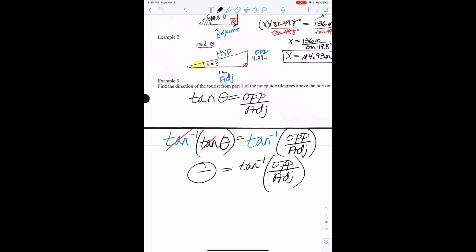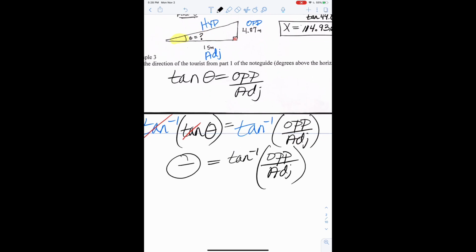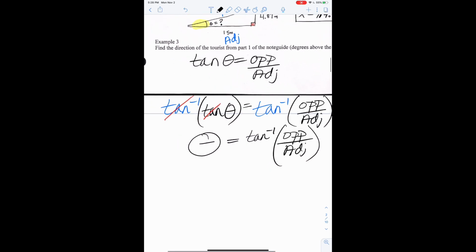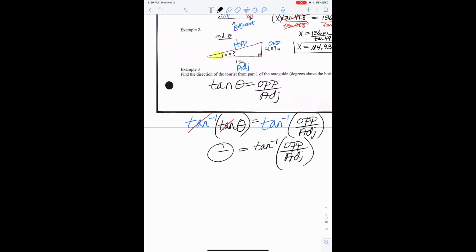Now you have to be careful with the -1 exponent in math class, because sometimes it means tan inverse as in an undo, and sometimes it means 1 over tan, or the reciprocal. There's not a clear way of distinguishing that with tan to the -1. So whether it's the inverse, the undo button, or the reciprocal, which is 1 over the tan, you have to just be careful with that.